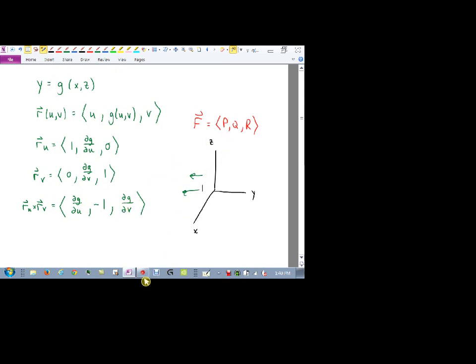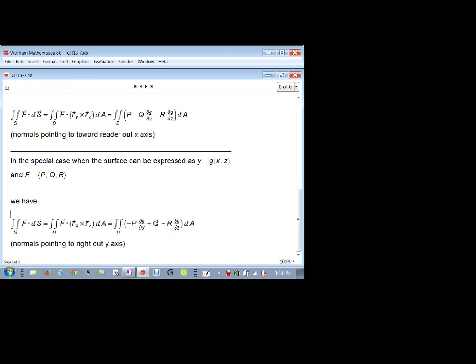And then I get this formula down here, but changed. So what I want you to do is change it to this. Negative, right, here. Make that one a positive. Make that one a negative. And then make sure you make a note that for this formula to work, the normals are pointing to the right out the y-axis. Does that make sense to everyone?